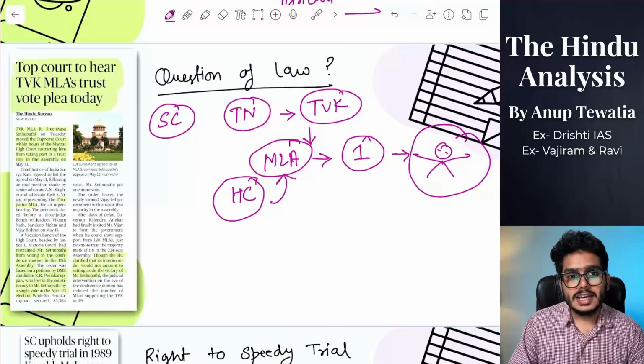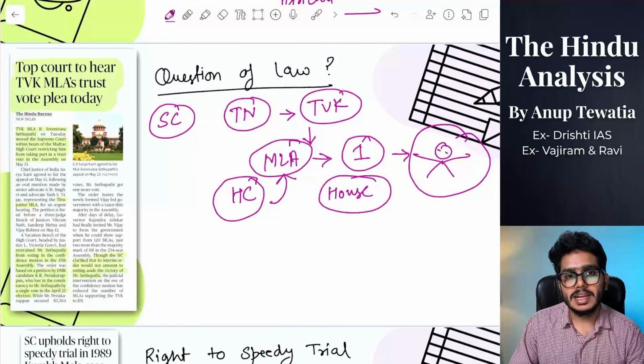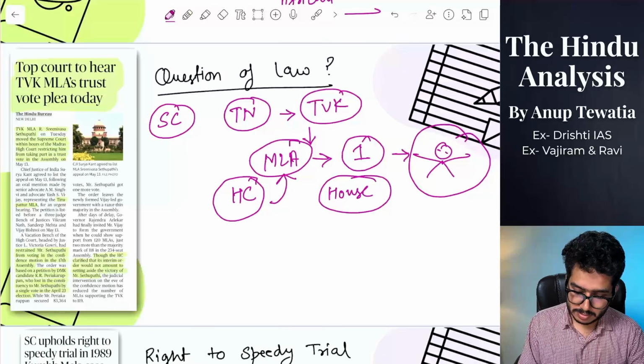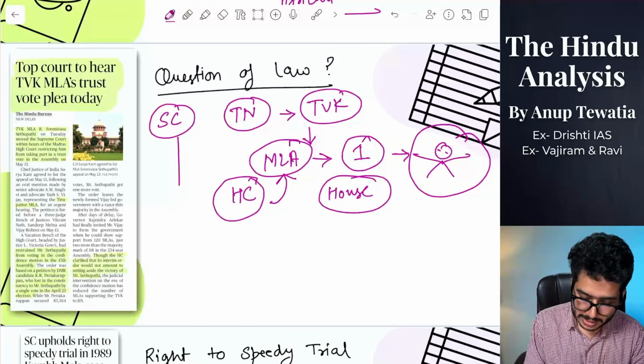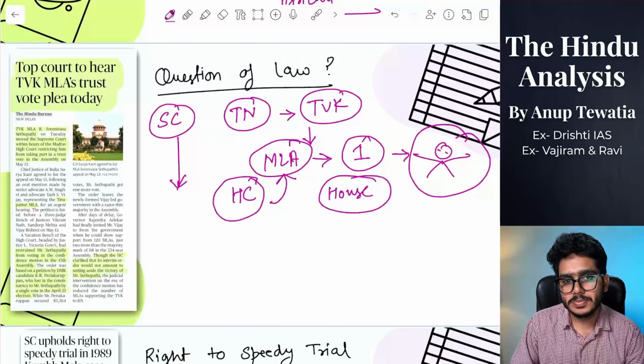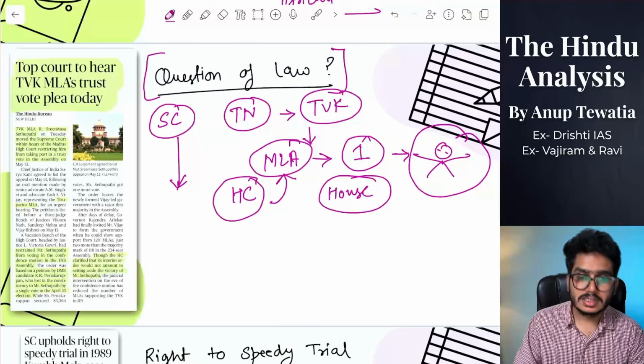The TVK party has to prove majority in the House today, but if their one MLA cannot vote, their majority will be reduced by one, right? So the Supreme Court will hear this and then we will get to know the result. But there is one question of law in this.